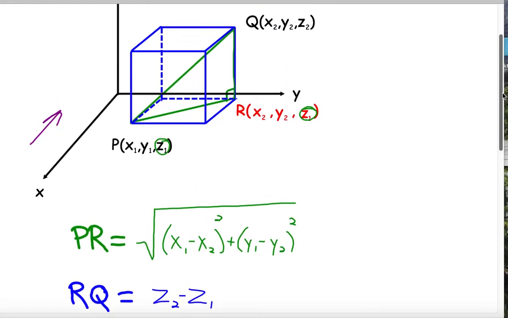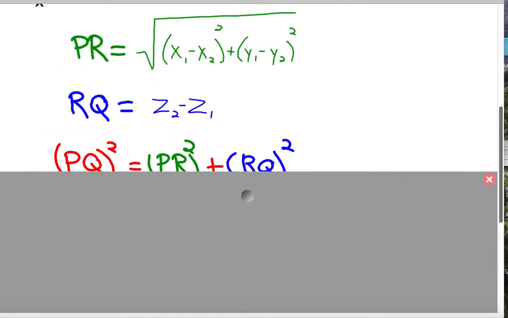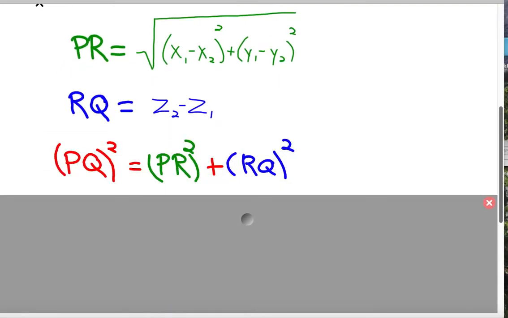Now, my initial question was, what is the distance from P to Q? Well, that's the diagonal of this green right triangle. And I know the Pythagorean theorem tells me that this leg squared plus this leg squared equals PQ squared. So I'm going to use that idea, since I already have expressions for each of the legs. So PQ squared equals PR squared plus RQ squared.